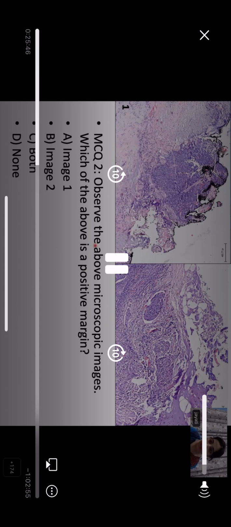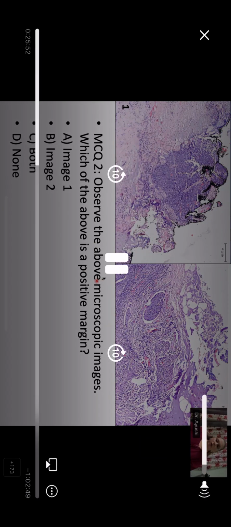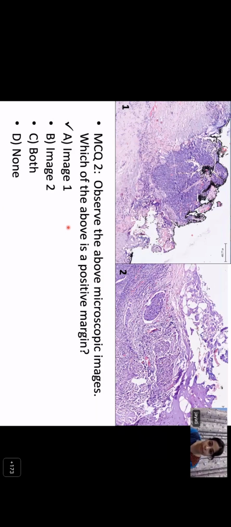Option A, image 1, but 40% thought it is option C, that is both. Okay, so here the answer is option A, that is image 1. As you can see here, the tumor is directly involving the ink. That, as I said, is the definition of a positive margin.